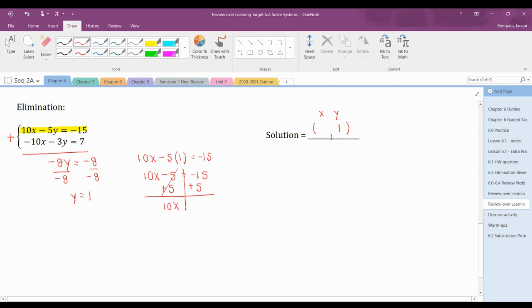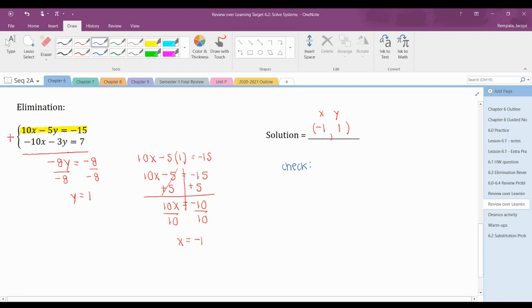That goes away. We'll still have 10x. This equals negative 15 plus 5, which is negative 10. And then we'll have to divide both sides by 10, and we get a value of x to be negative 1. So once again, I have a solution, but you will know 100% if you are correct by now checking that solution.